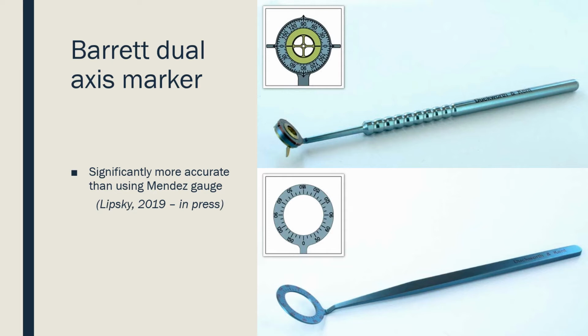So in a study by Lipsky et al., a relatively inexperienced toric surgeon used the dual axis marker in one hospital and then the Mendes gauge in another. All other aspects of the surgery and preoperative marking were identical, and it was found that the dual axis marker led to significantly more accurate postoperative alignment than the Mendes gauge. So this is an alternative option where the marks are all made in a single step, and I'd like to thank Ahmed for allowing me to include this video in the lecture.